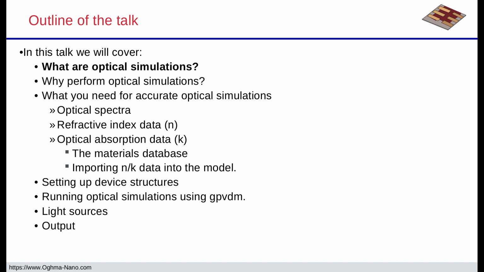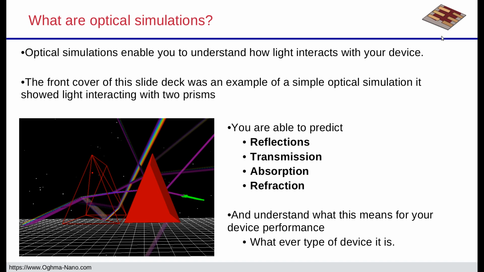So we're going to talk about the optical input spectra, refractive indices, absorption coefficients, and then we're going to talk practically about how to do this with Ogma Nano, how to set up device structures and then run simulations, and that's it. So let's get going. So what are optical simulations?